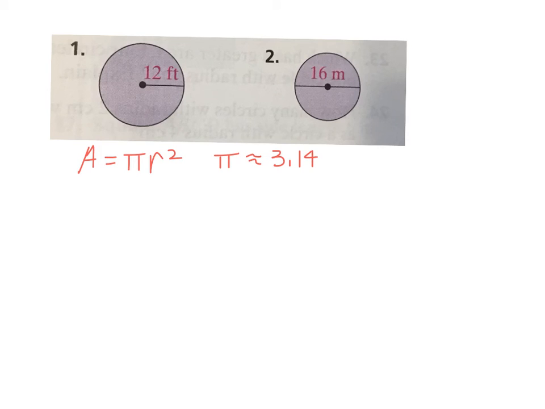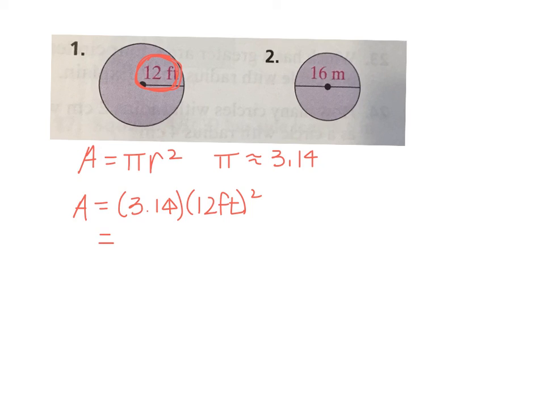So for number 1, I have that my area is equal to pi, which we said we were going to use 3.14, and I'm going to multiply that by the radius squared. Well, if you look up here, I am given the radius. Remember, radius is half the distance across. So I'm going to plug in that 12 feet, and then I'm going to square it.